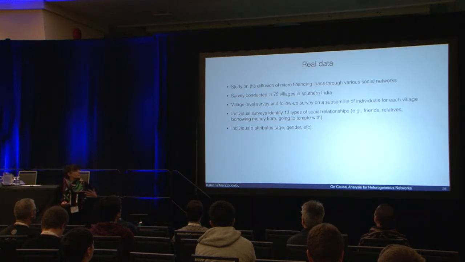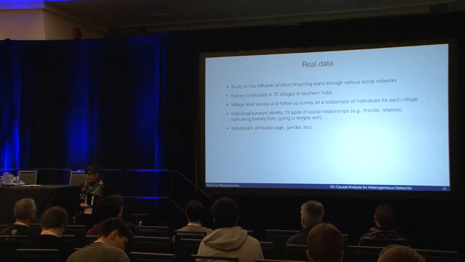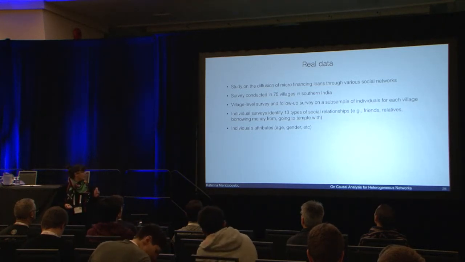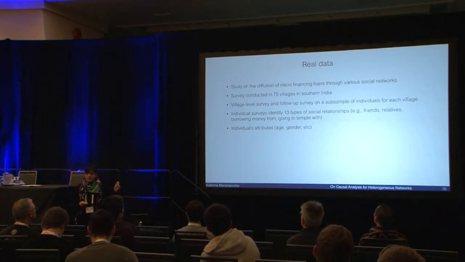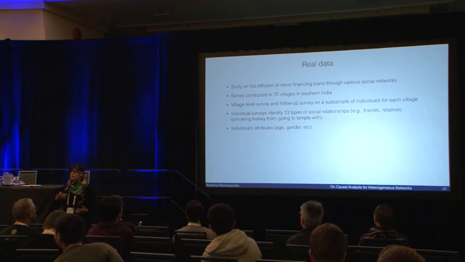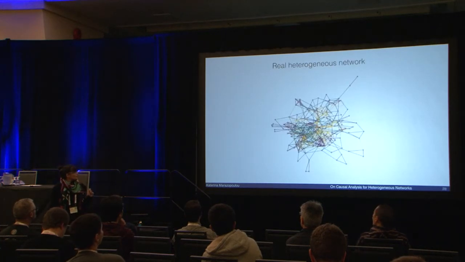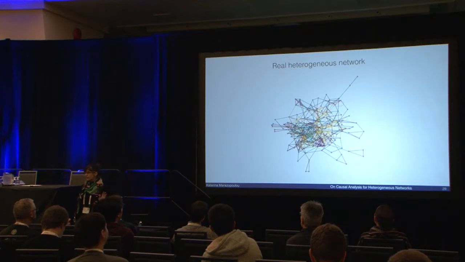their peers. That included friends, relatives, who do you go to temple with, who do you watch TV with, and so on. On top of that, they had demographic information on the individuals, like the gender, if they're working, their education level, and so on. So in this setting, before I go there, this is the social network of one of these villages, just to give you an idea of how it looks.